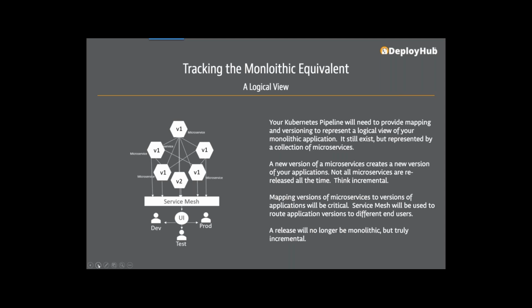It's no longer monolithic. You change one little thing and a group of users could all be using version 1 of the microservices. You put out a version 2 and just the dev or test teams are using that configuration of the application. So Service Mesh will be used to route those application versions to different users, and that's what really requires a new way of thinking about things.